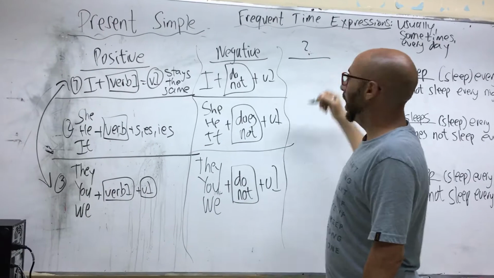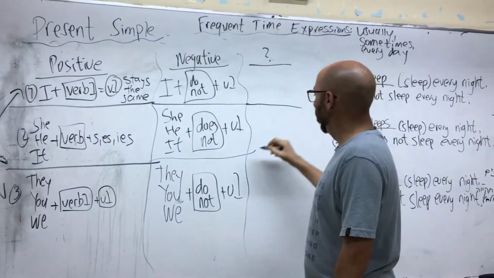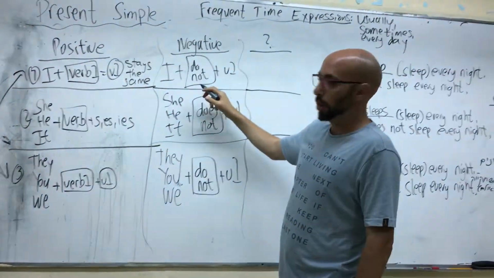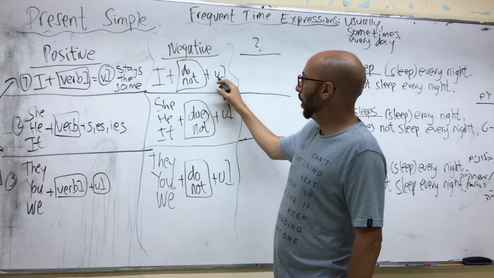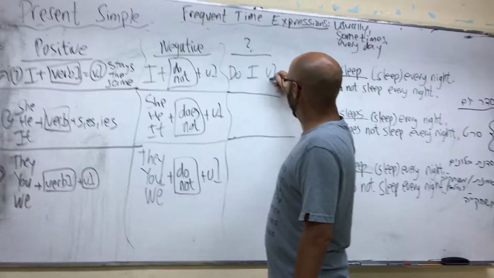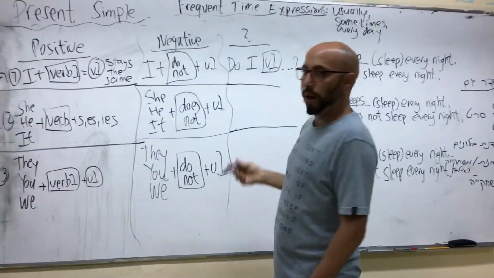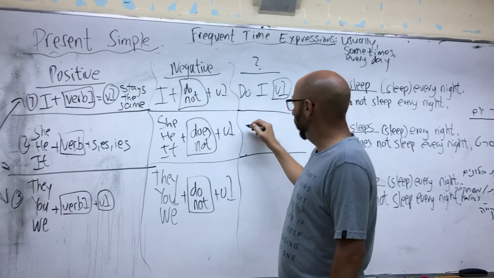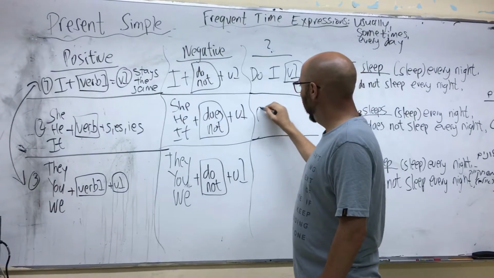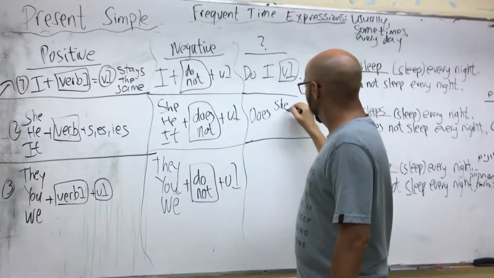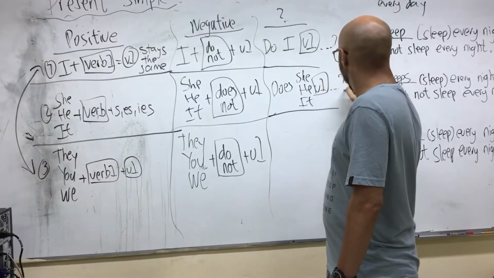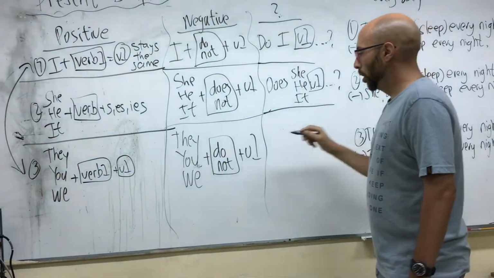Now, the yes-no question, meaning a question whose answer is yes or no. I look at the negative. I do not plus V1, so I take do. Do I, V1, whatever the sentence is, and whatever the time expression is. I copy the sentence. Does she, he, or it. Do.